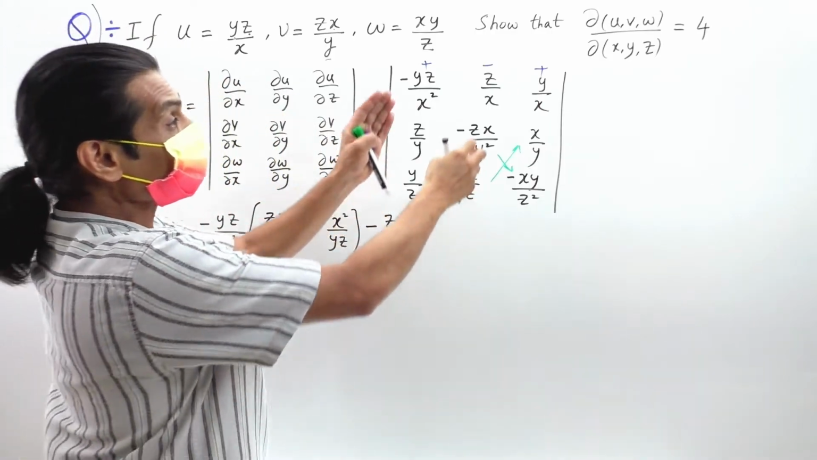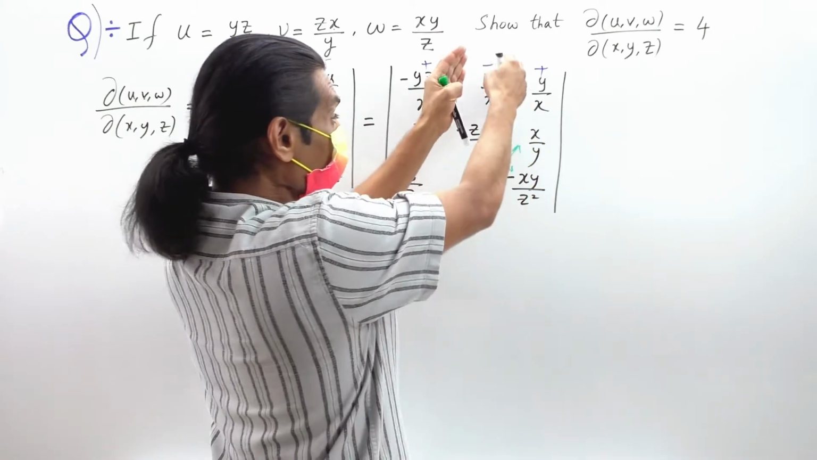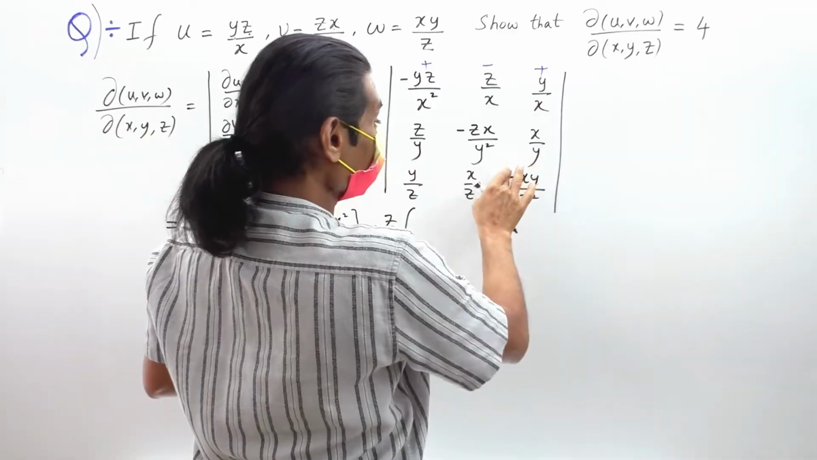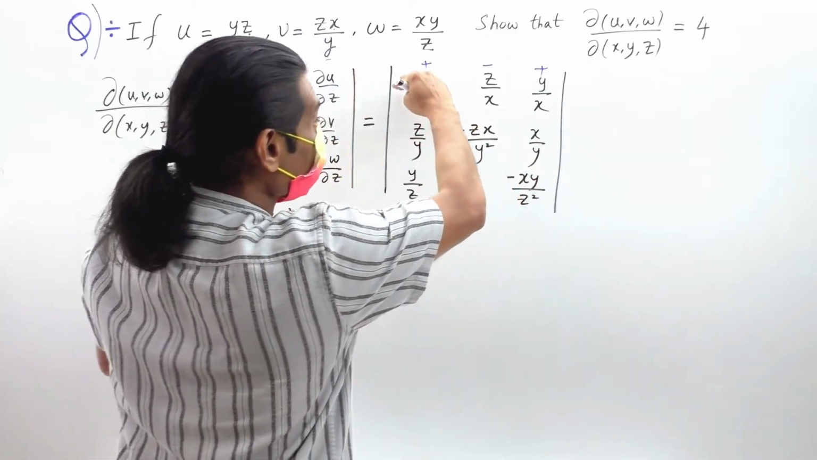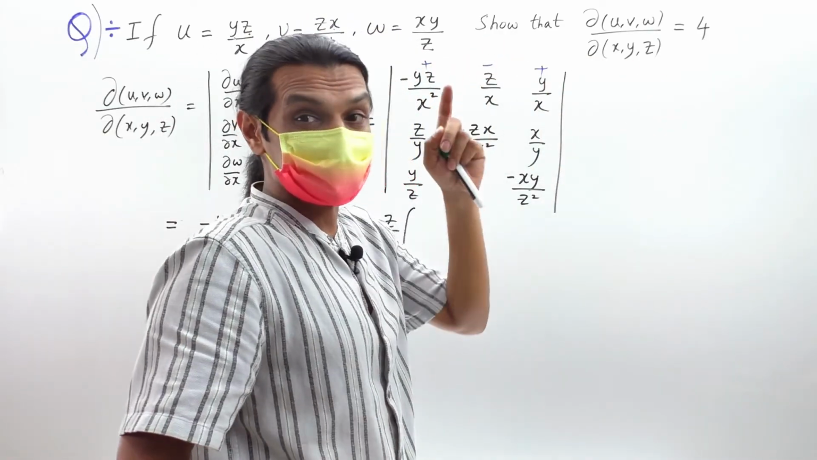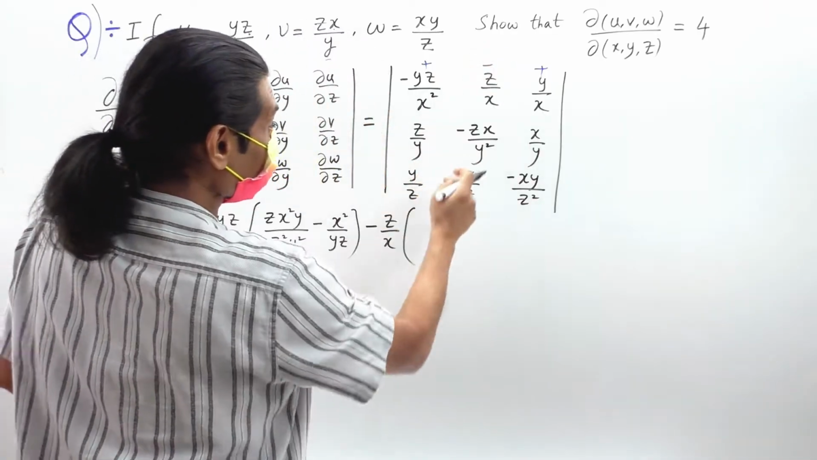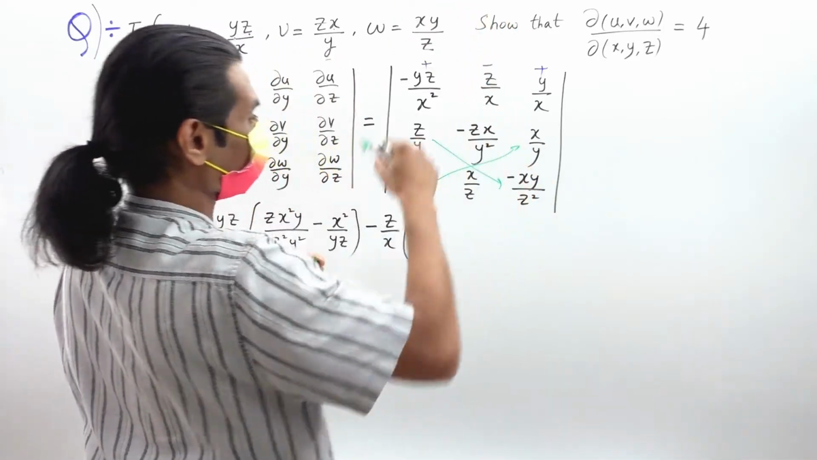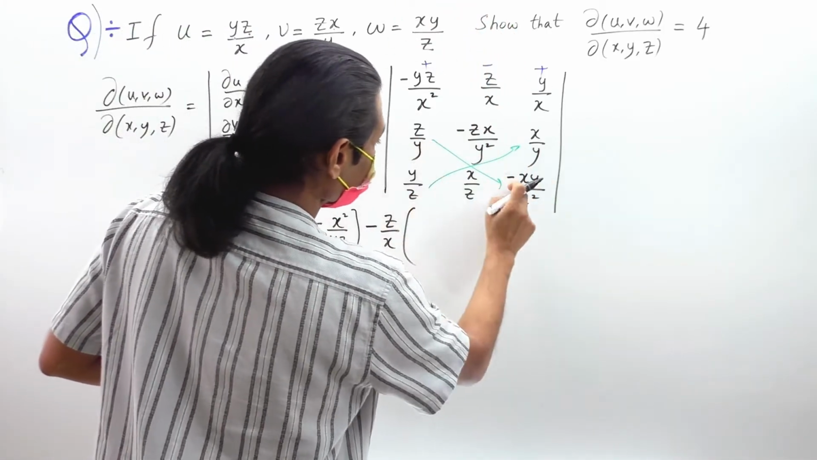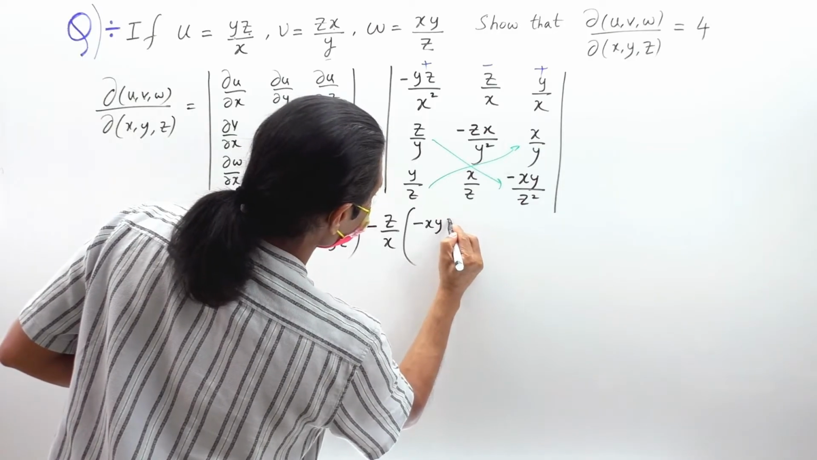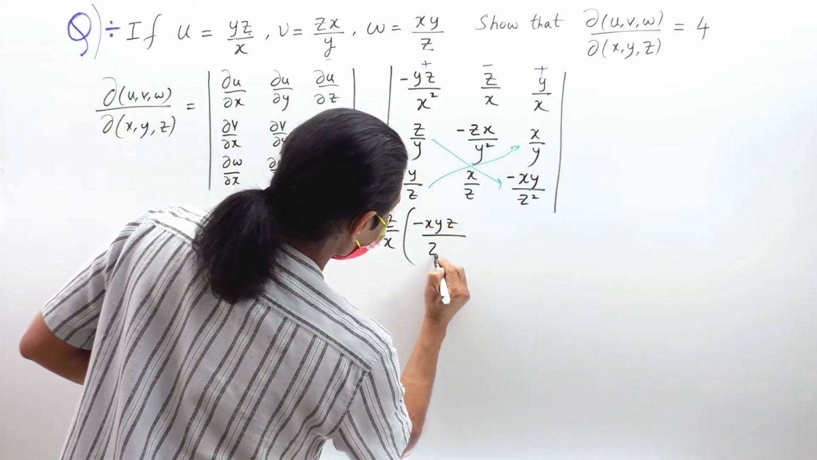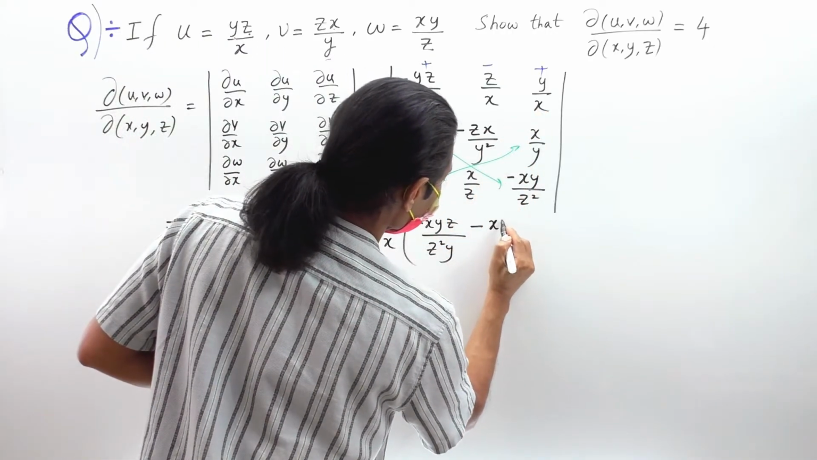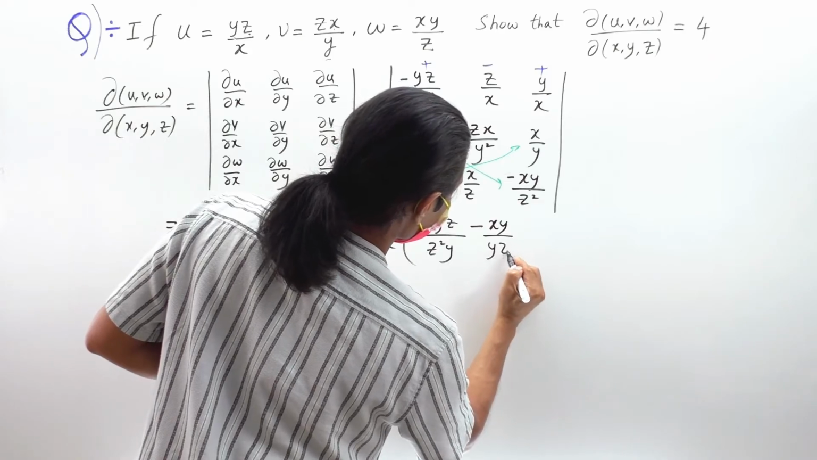into, so I am taking z by x, that column leave it and that row you leave it. So I leave this column and this row associated with the element. When I do that, it will be this into this minus this into this. So minus x y z divided by z square y minus this x y divided by y z.